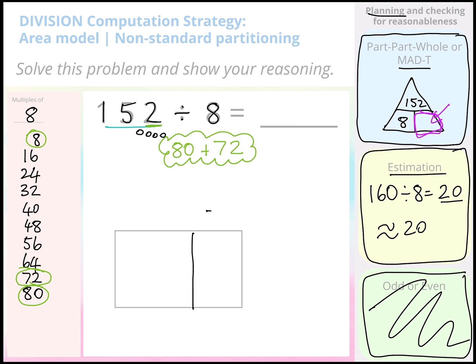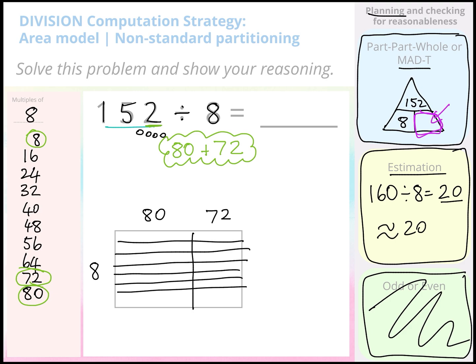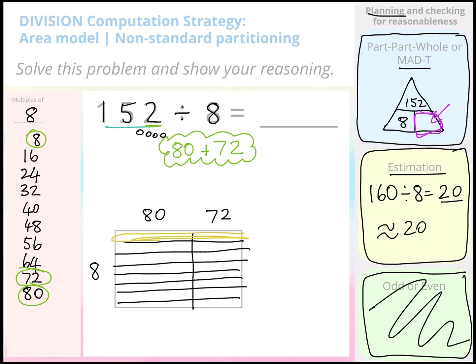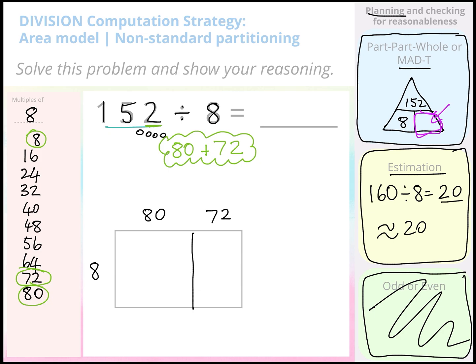So I'm just going to represent it this way, 72 and 80. And I'm dividing this whole rectangle into 8 parts. Because I've done the area model for division before, I realise that what I'm doing is breaking it into 8 parts, and I'm finding out what this one part is worth. So you divide it by 8, we're finding out what one of those parts is. There are too many lines, so we won't worry about the lines.